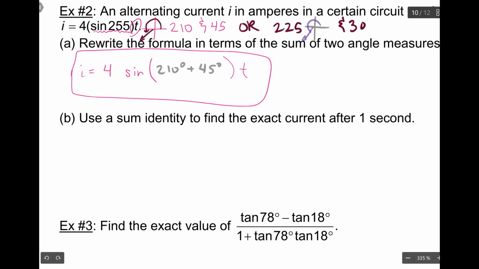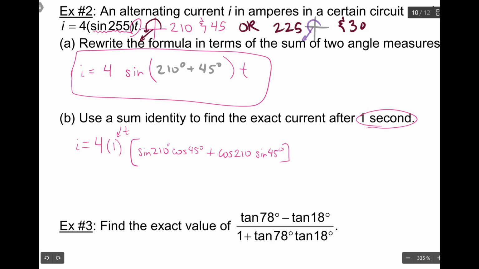Use a sum identity to find the exact current after 1 second. So I'm going to plug in 1 for t. Don't forget, I'm still using this equation. So 4, I'm going to put in my 1 because that's my t. And then I need to use the sum identity. So this is going to equal, addition of sines: sine 210 times cosine 45, and I'm adding, so it'll be plus cosine 210 sine 45.